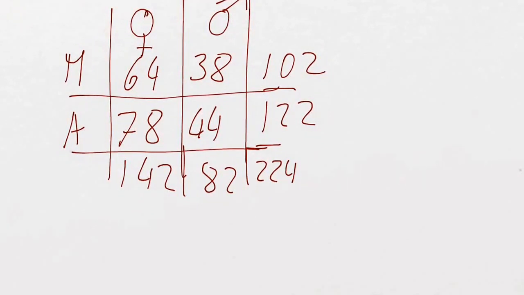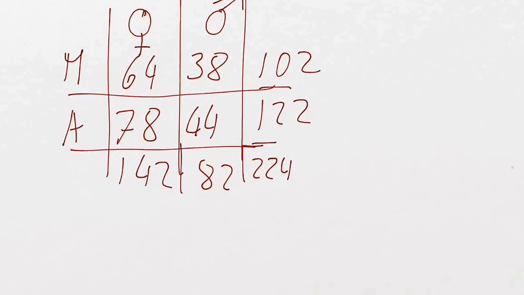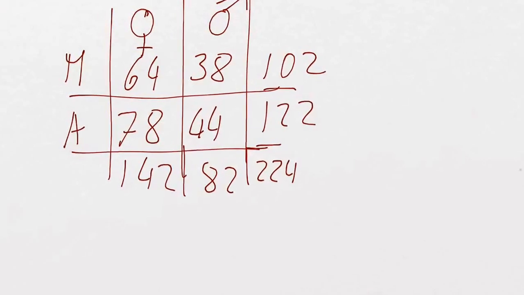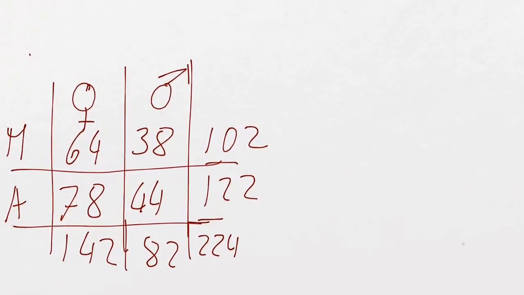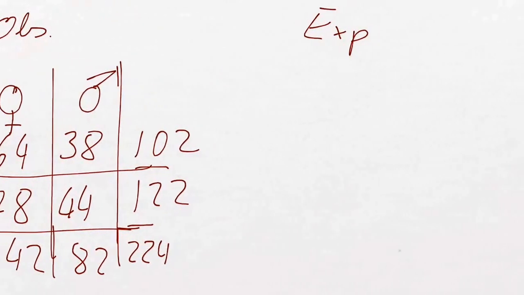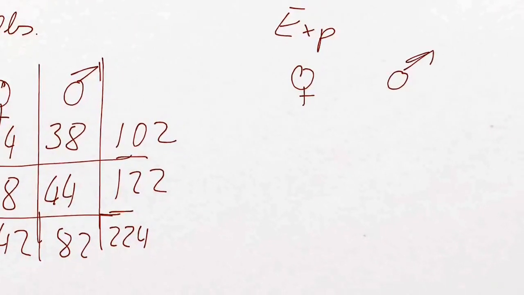Now here comes the problem. Is there anything fishy about it? Let's calculate the expected numbers. So that's observed. Expected numbers. Again, we do females, males, morning and afternoon.